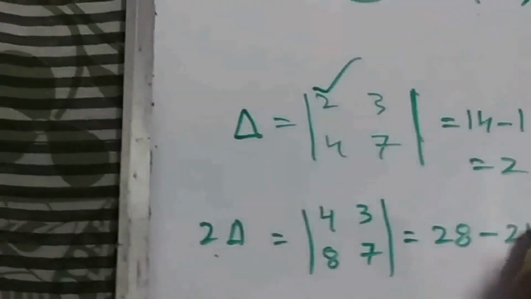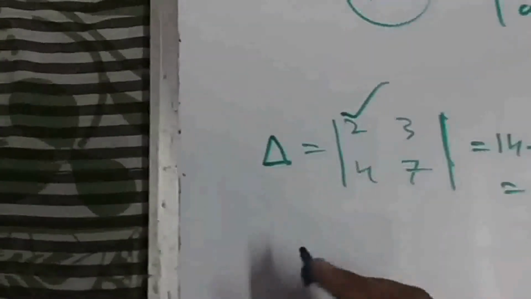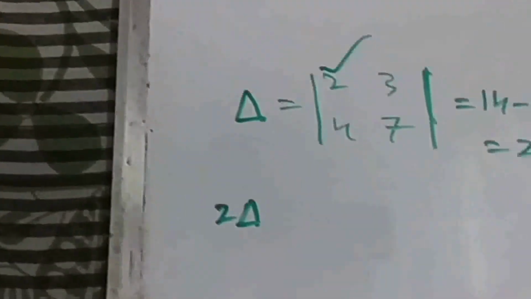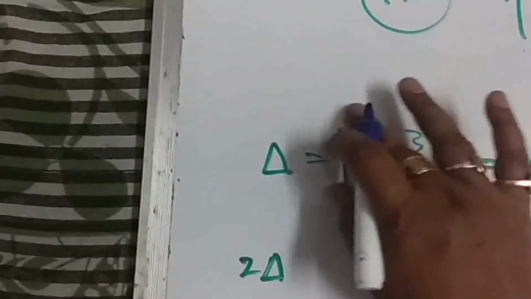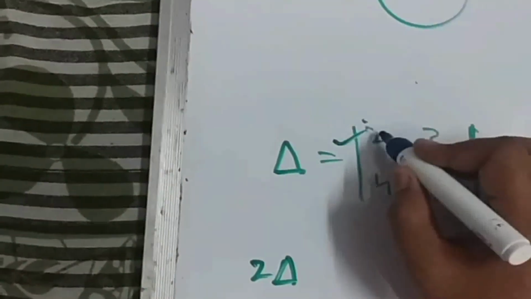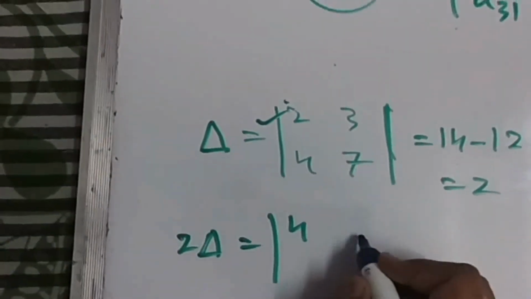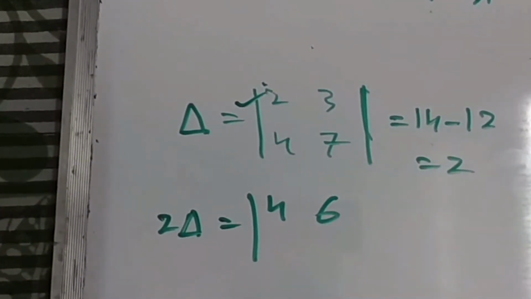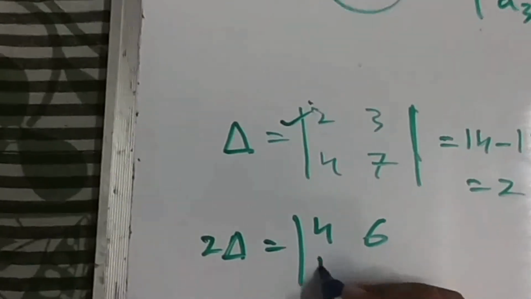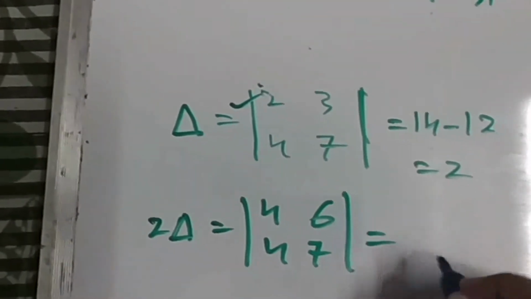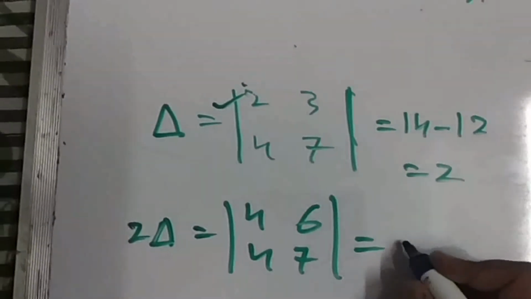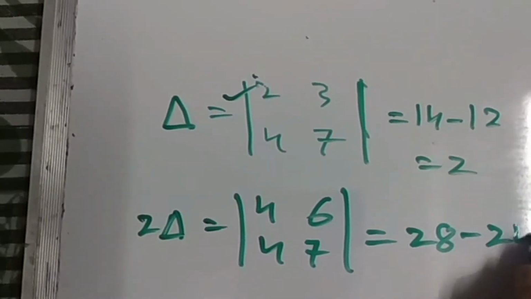This time 2 into del, but this time I will not multiply in the first column, I will multiply in the first row. First row means it will be 4, 6. Okay, 2 into 2 is 4, 2 into 3 is 6. Second row as it is. Again calculate the determinant. It is 28 minus 24, again 4. You look, it is double.